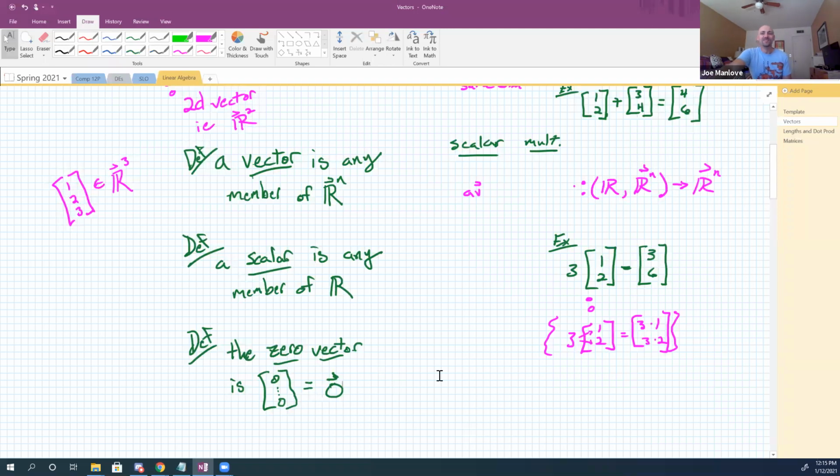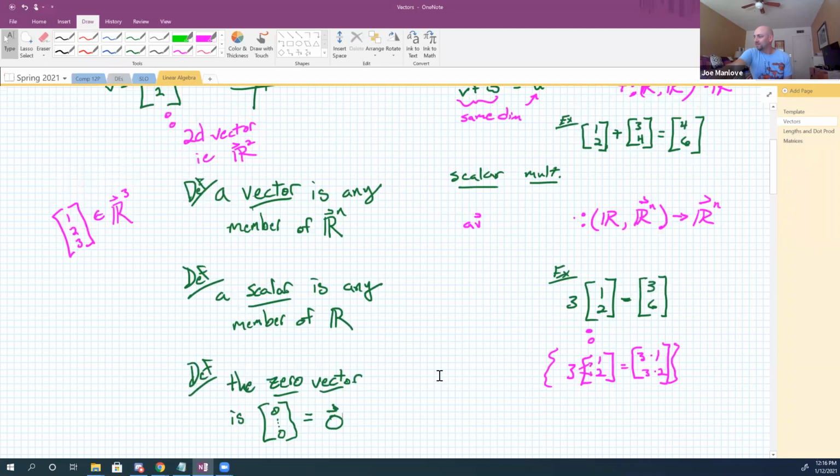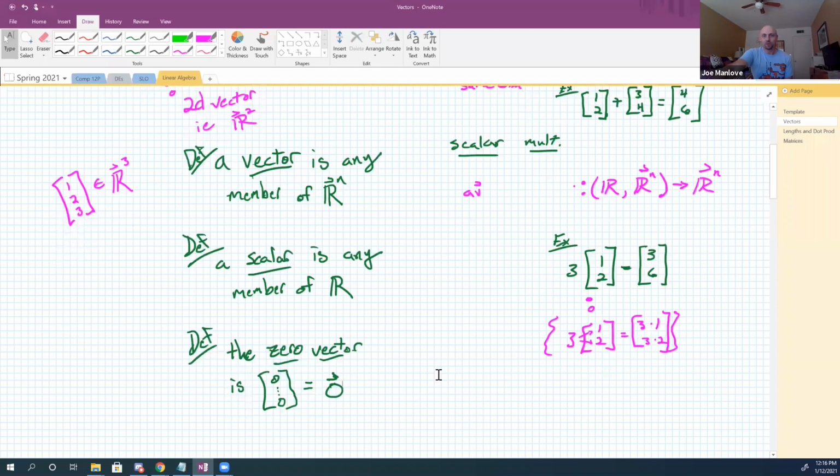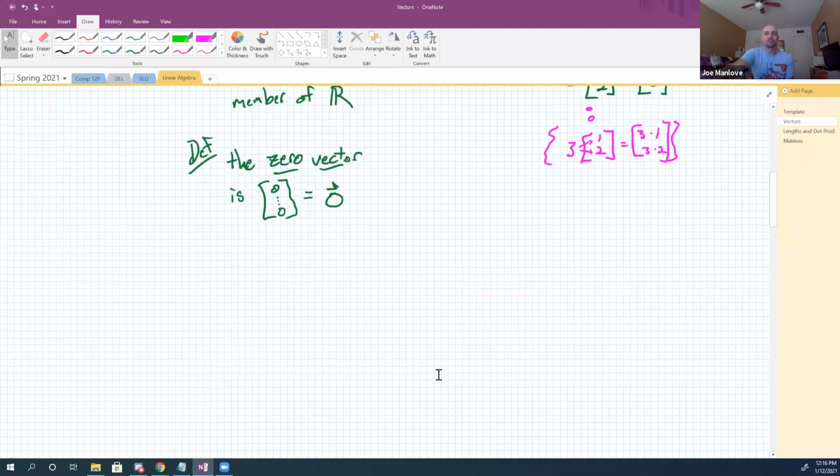All right, so any questions about the ideas of vectors at all? Okay, cool. I'm going to need just a couple more thoughts about vectors before we move on to dot products and lengths. And those are going to be linear algebra only thoughts. So these should be new to people who have seen vectors before.